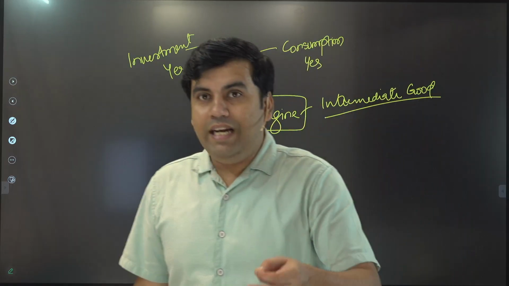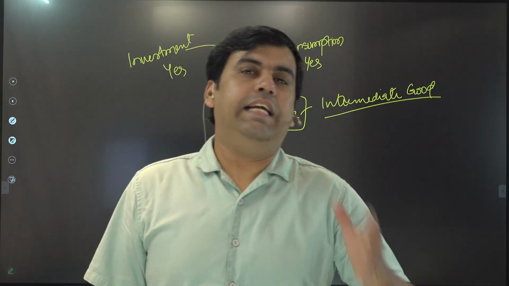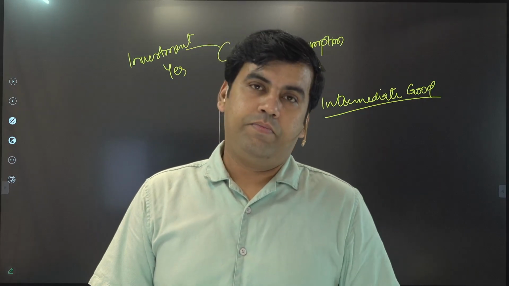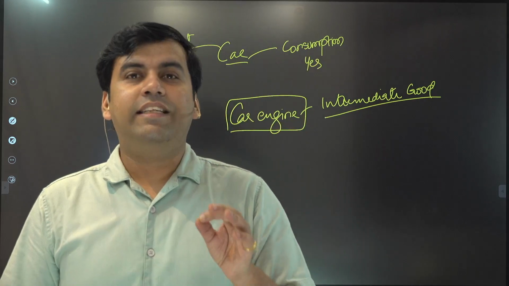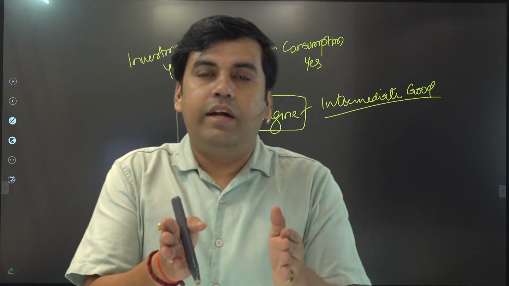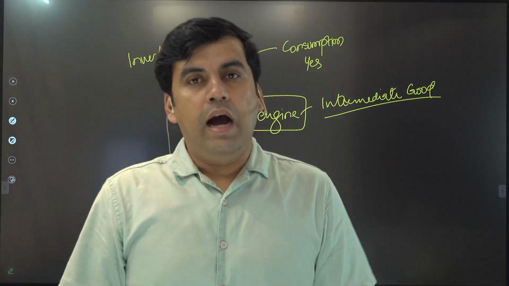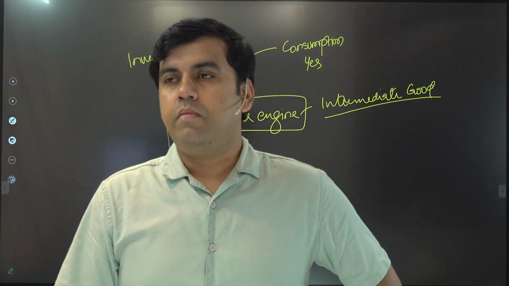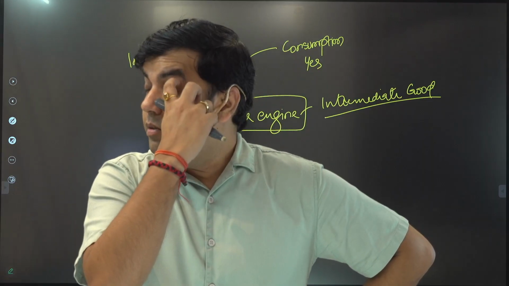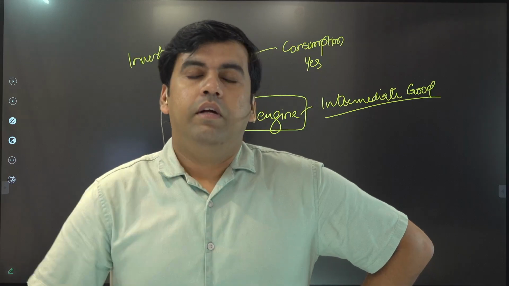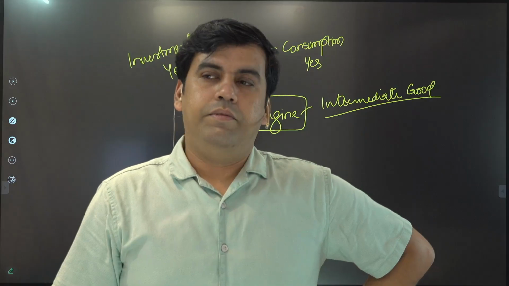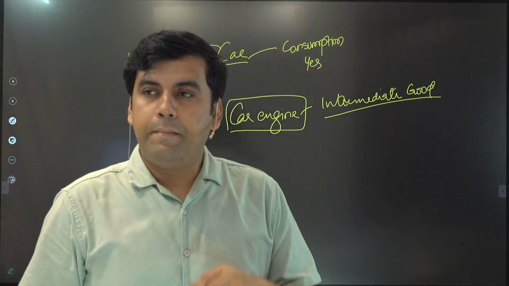Because alone it does not have any identity. Alone it cannot be used anywhere. It can only have an identity if you use the car engine to produce a car. Otherwise, it does not have any point. Is this clear, guys? The difference between intermediate and a final good, and the concept of what is a final good and the types of final goods that we have. Clear?